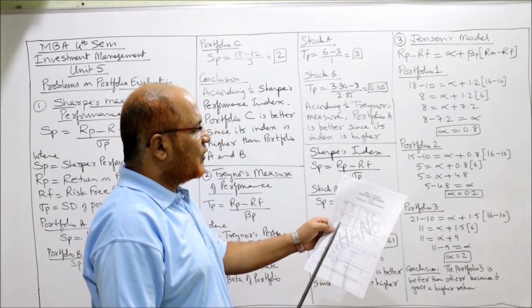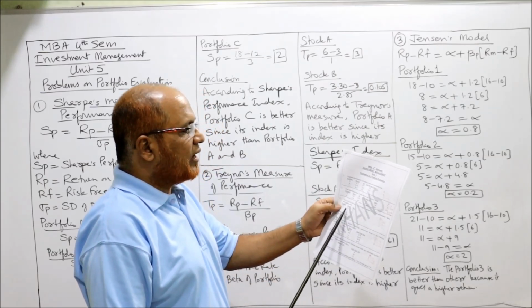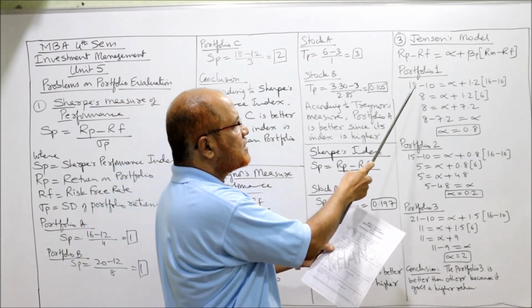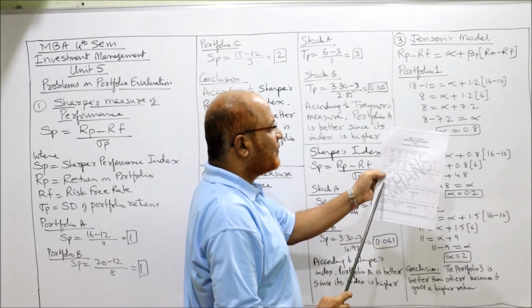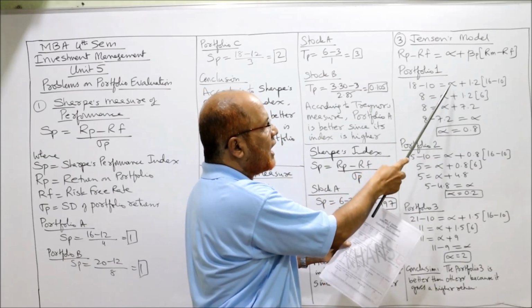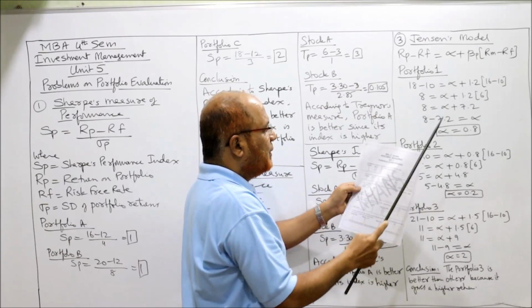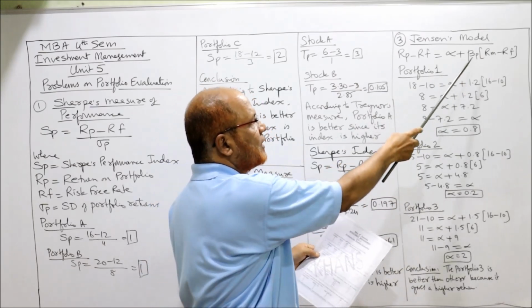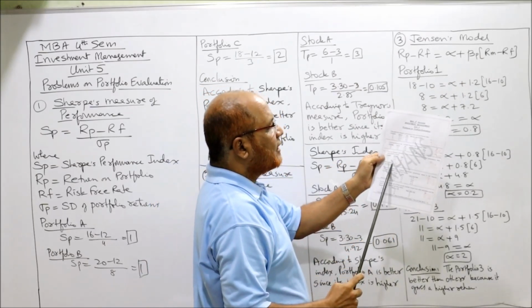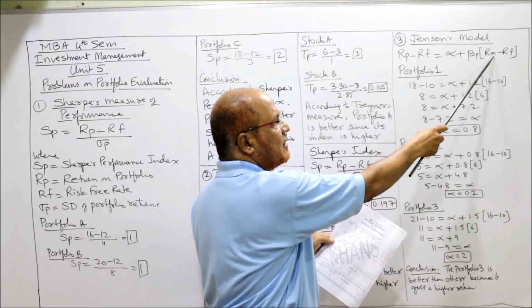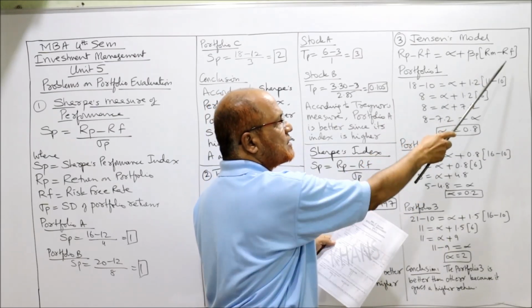Right? Now portfolio 1. In portfolio 1, RP is 18%. RF, risk-free rate, is given 10%. Alpha we have to find out. Beta is given 1.2. And RM, market return, is 16%. And risk-free rate is 10%.